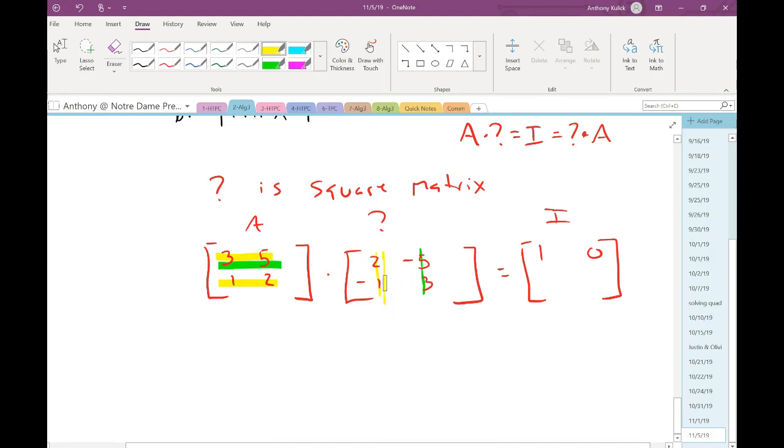1 times 2 is 2. 2 times -1 is -2. 2 plus -2 is 0. And lastly, 1 times -5 is -5. 2 times 3 is 6. -5 plus 6 is 1. So we know that these things exist, right? I've just shown you that they exist. So there has to be some way to find them.